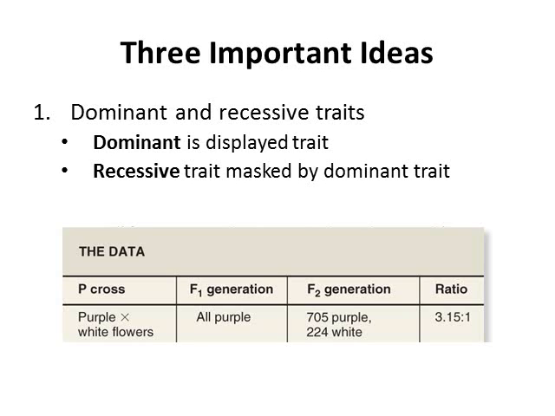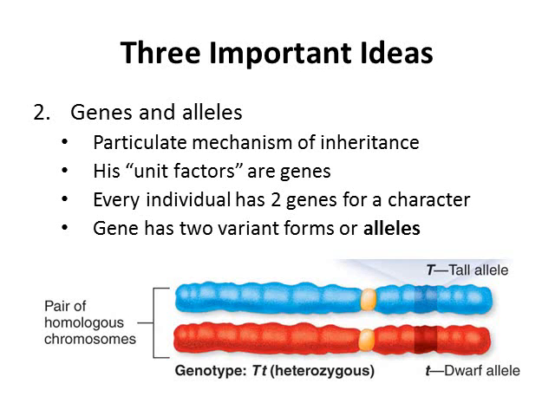So the dominant is the trait that is displayed more often. The recessive trait is displayed less often because it's being masked by that dominant trait. And this can explain why one of those traits shows up a lot more over the other trait. So why we see purple flowers more over white flowers, or why we see tall plants more than short plants. So this is his first really important idea from this experiment.